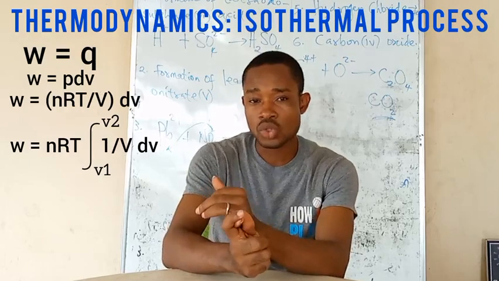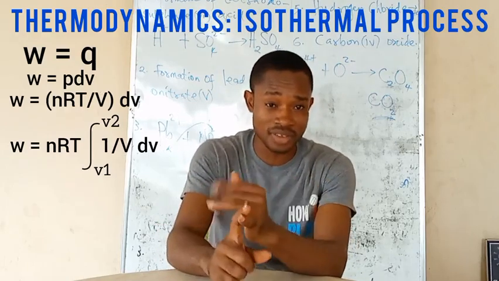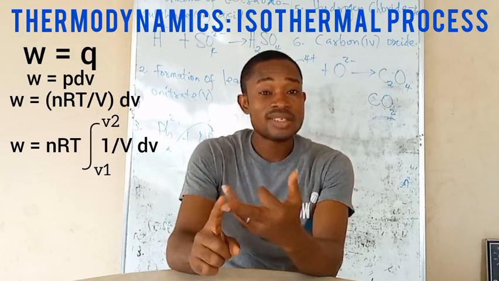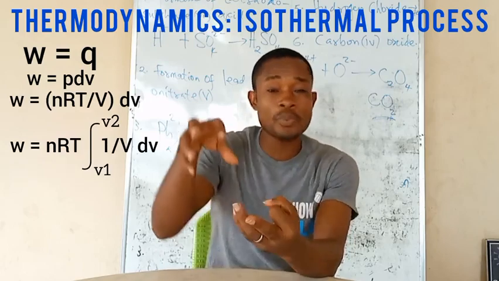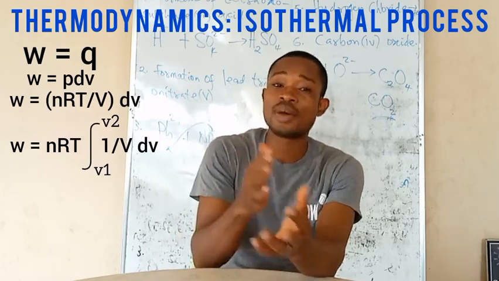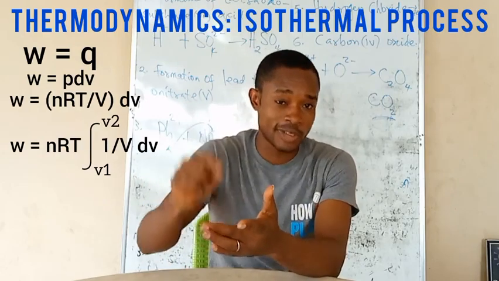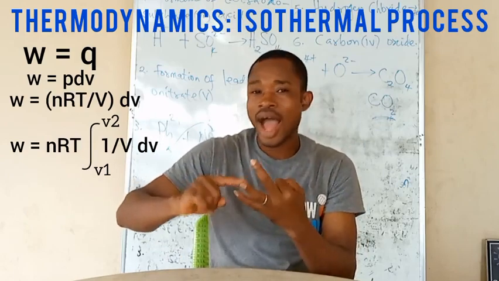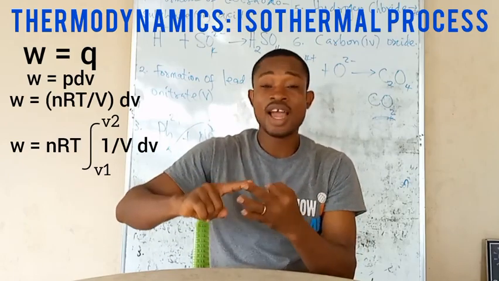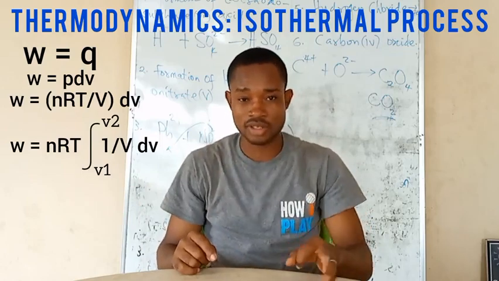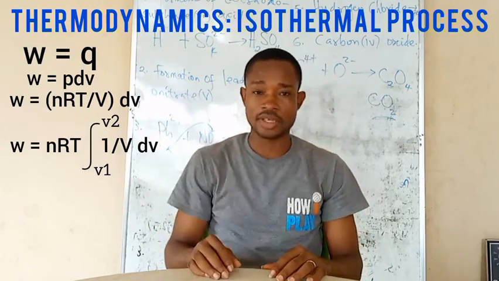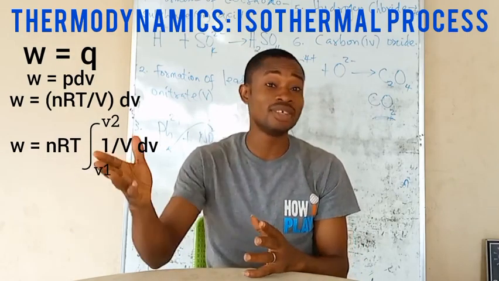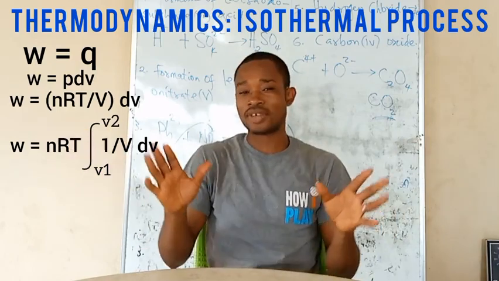n is the number of moles of the working fluid, the gas you are using there. R is the universal gas constant. T is the absolute temperature in this case. And remember, I already established that in an isothermal process, temperature T is constant. So n, the number of moles, R, the universal gas constant, and T, these three quantities are constant. So they are going to come out of the integral sign, so that W will be equal to nRT integral 1 over V dV. And so the problem is as good as solved.